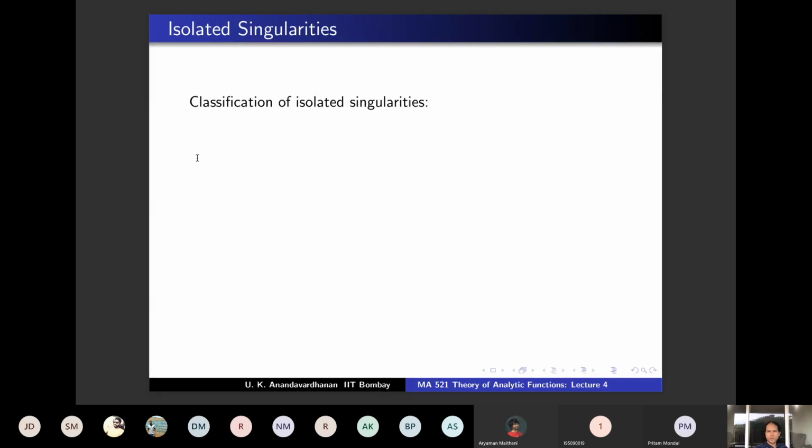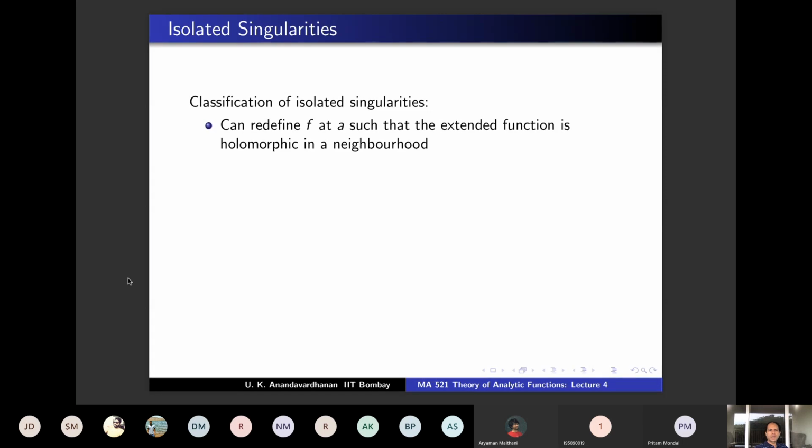Okay, now let's quickly do the classification. We will stop there and continue in the next class. So as I said, classification is removable, pole, essential. Okay, so classification. If you can redefine f at a such that the extended function is holomorphic in a neighborhood, then it is a removable singularity.